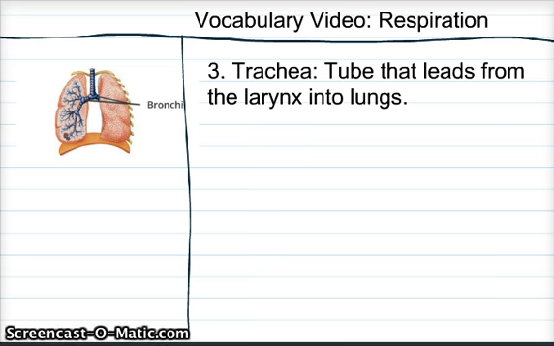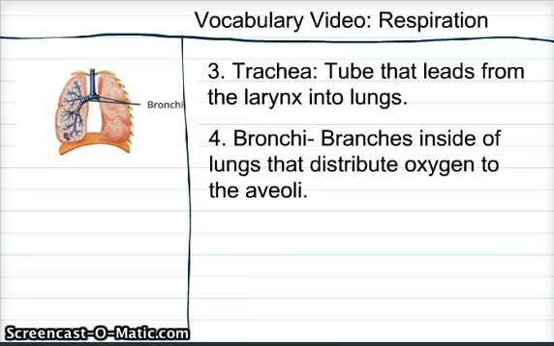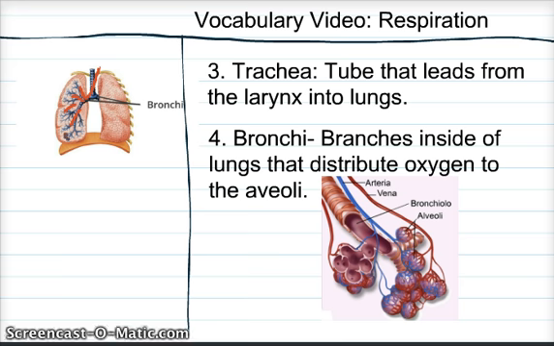And here's number 4, the last one, bronchi. Bronchi are the branches inside the lungs that distribute oxygen to the alveoli. That was the picture I showed you a couple seconds ago. Or minutes, depending on if you pause it. Those branches inside of the lungs lead to the alveoli, which are these little bunches, and they're covered in blood right here. And then the oxygen comes in through the bronchi and goes into the blood, and then the blood takes it away to the rest of the cells.